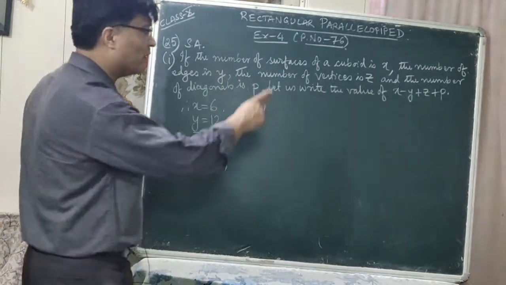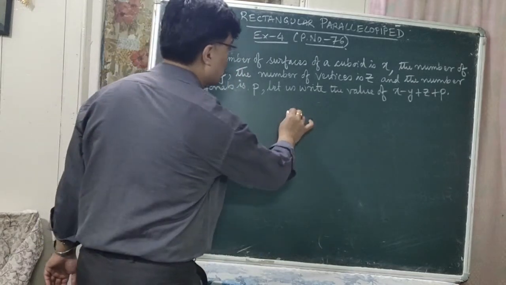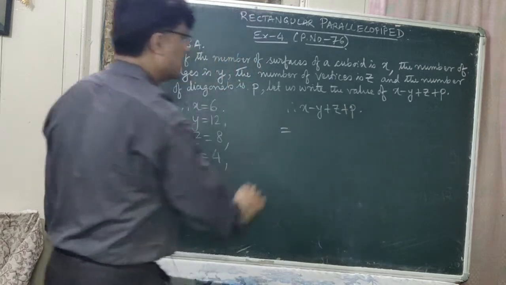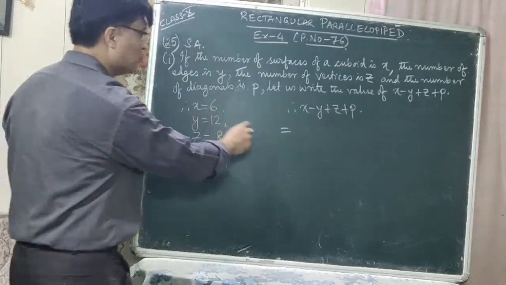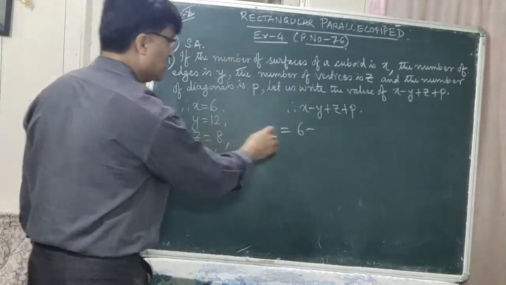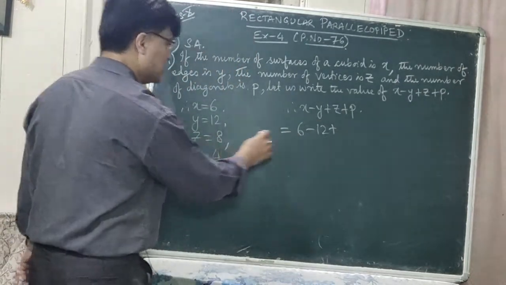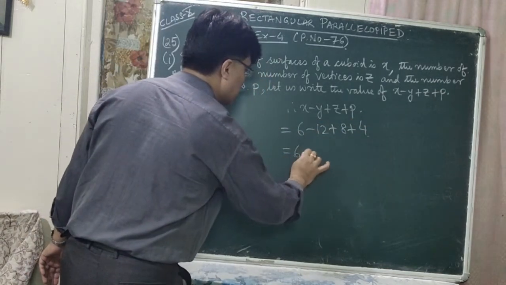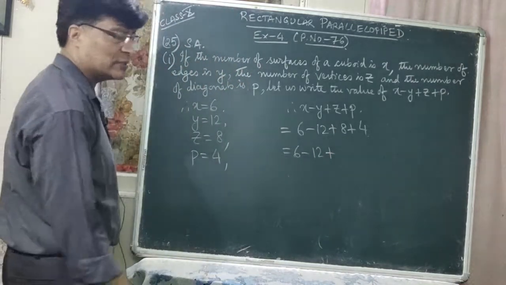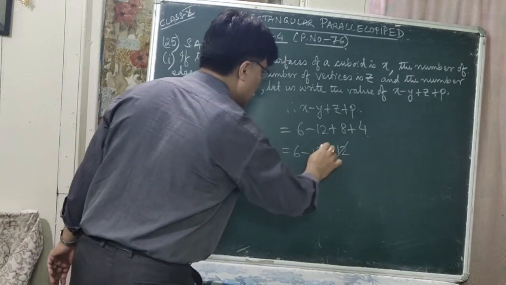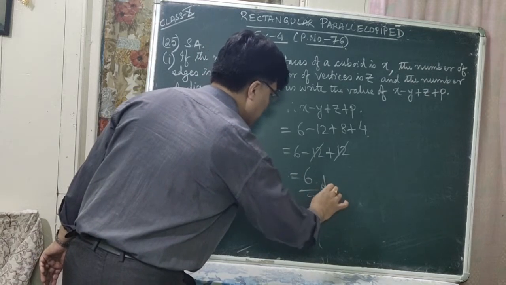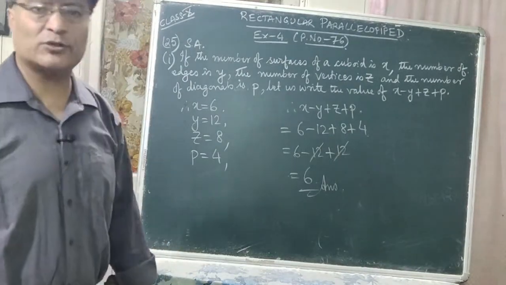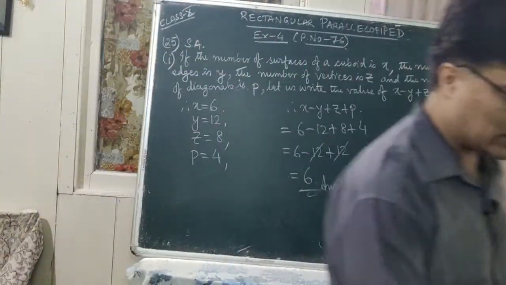So let us get the value for x minus y plus z plus p. Therefore x minus y plus z plus p. So let us put the values now. x is equal to 6 here, minus what is y? It is 12, plus what is z? It is 8, plus p. What is the value for p? That is 4. This is equal to 6 minus 12 plus, you can simplify it, 8 plus 4 is 12, 12 gets cancelled, which is equal to 6. So 6 is the final answer. So I think you have understood it. So you can copy it. We'll do the next question now.